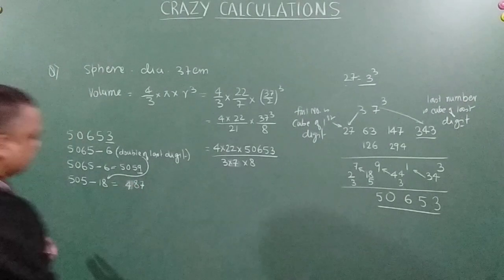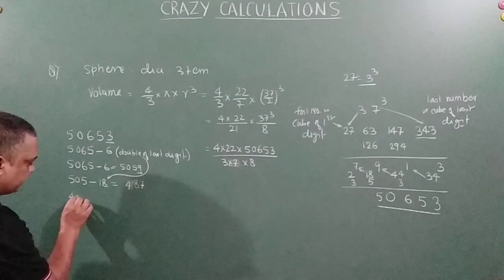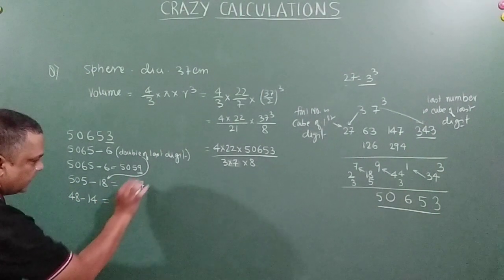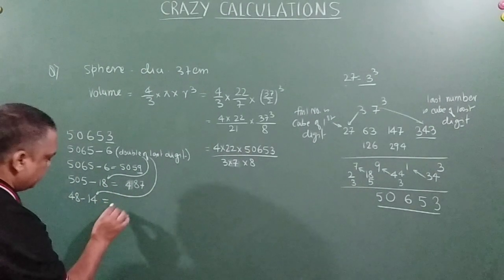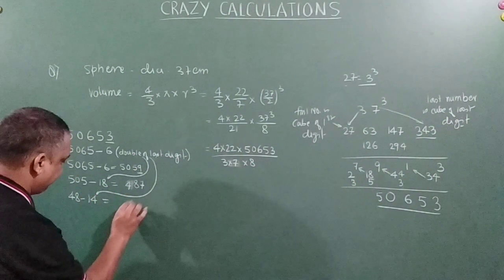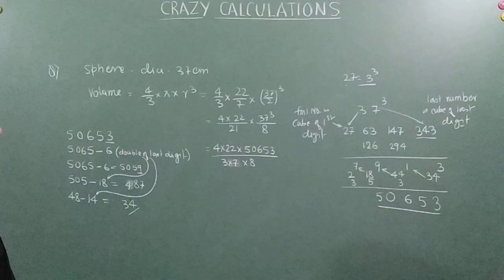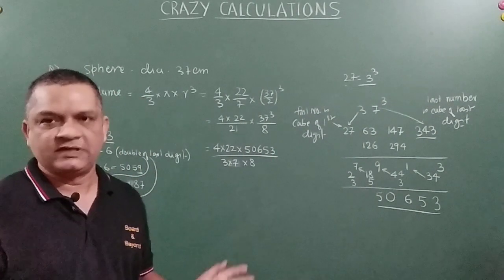487. Correct. Now 48 minus double of last digit, 14. Again the same concept, right? That is equal to how much? 4 and 3. Now we see 34, and 34 is not divisible by 7. So that means this entire number is not divisible by 7.